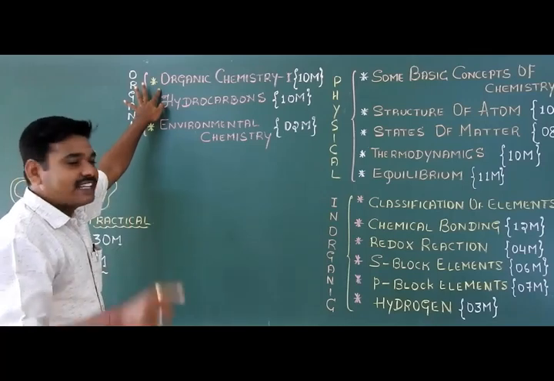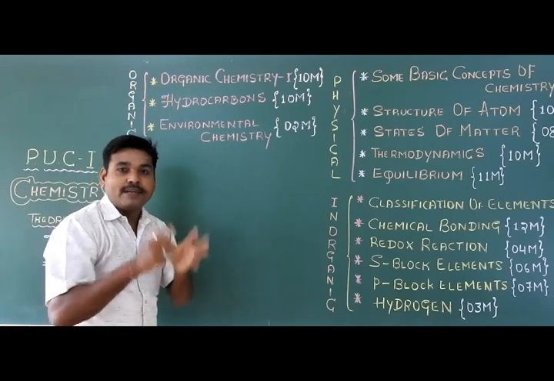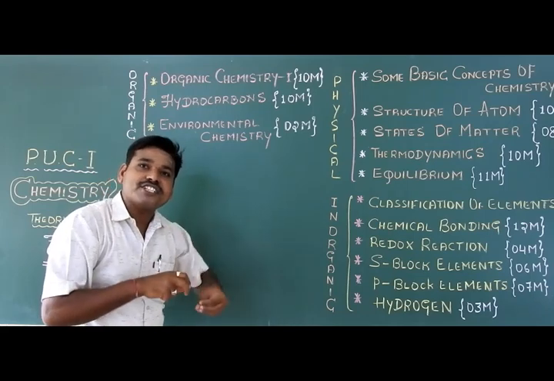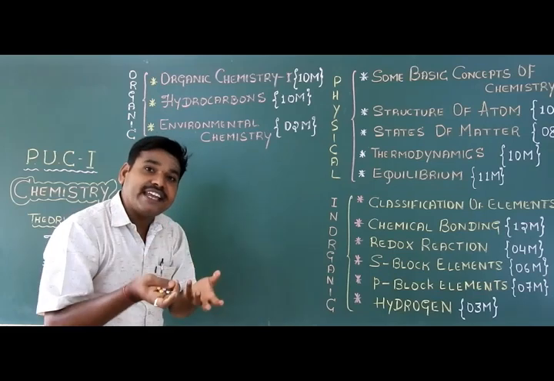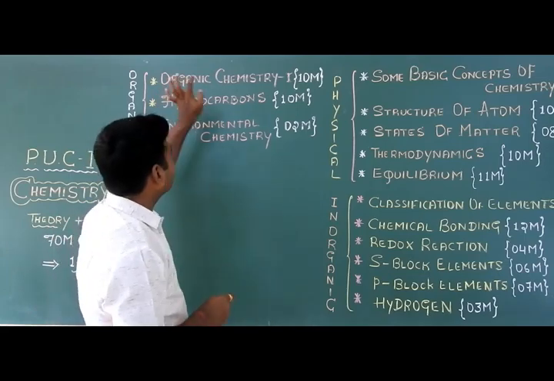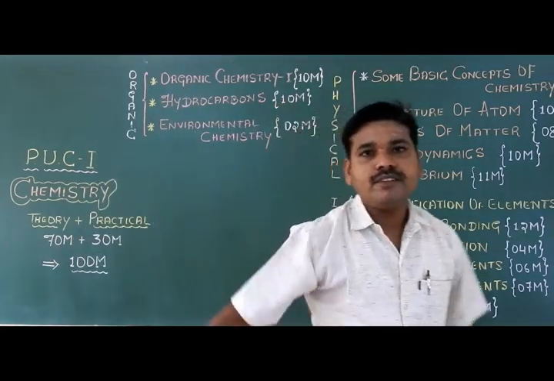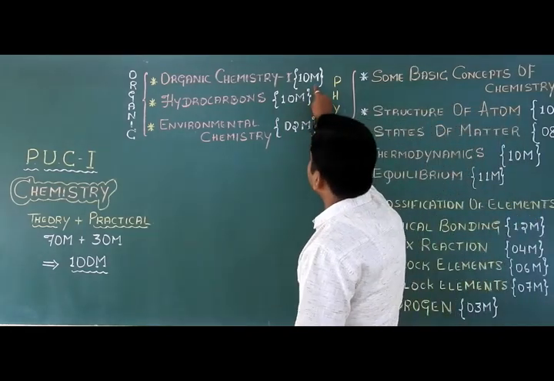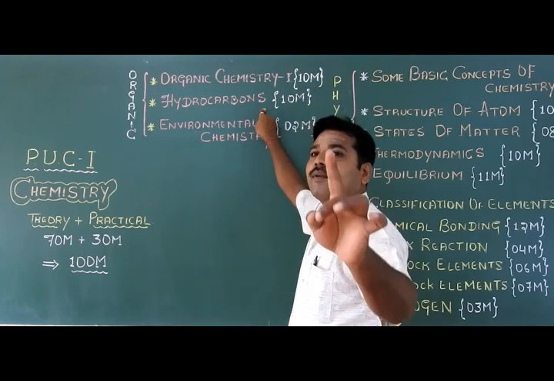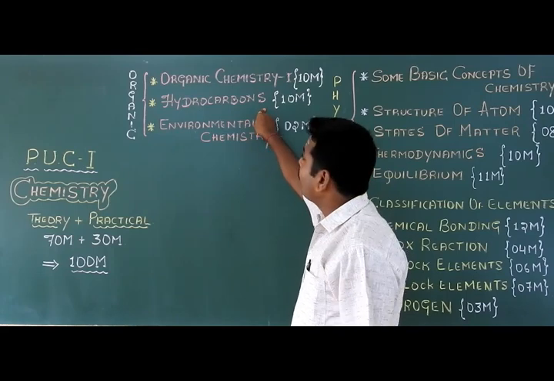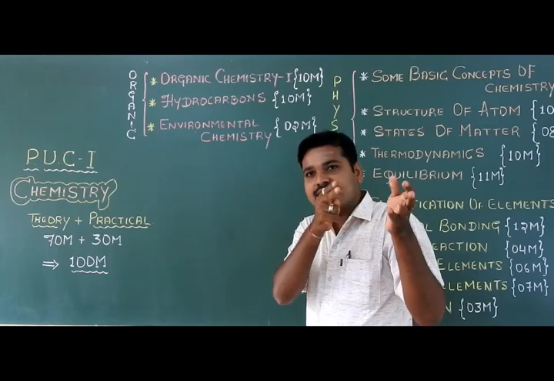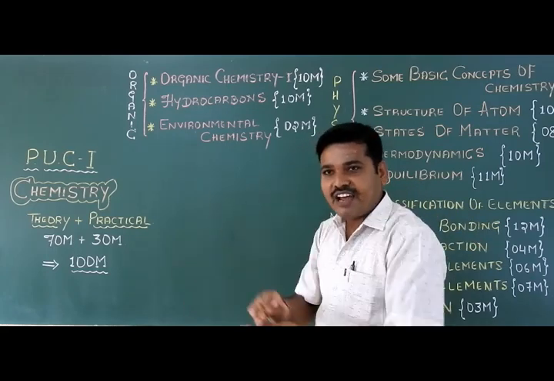The first lesson, that is organic chemistry 1, covers the basic terms and terminologies, basic concepts, and basic separation techniques. All the basic terms used under organic come under the first chapter called organic chemistry 1. And the total weightage of this first chapter is 10 marks in the final examination. Then the second organic lesson is hydrocarbons, and you already know what hydrocarbons are. Then what are the different types of hydrocarbons? Alkane family, alkene family, alkyne family.